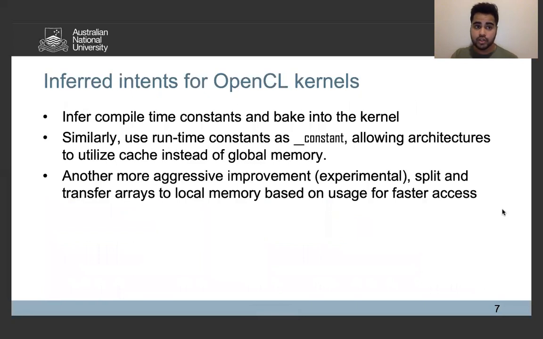We also introduced the concept of inferred intents for OpenCL kernels, where compile time constants are inferred and baked into the kernel directly. Runtime constants are passed in as OpenCL constants, allowing the architecture to utilize cache instead of global memory. Another experimental optimization that we thought of was splitting and transferring arrays to local memory based on the number of accesses to the array.